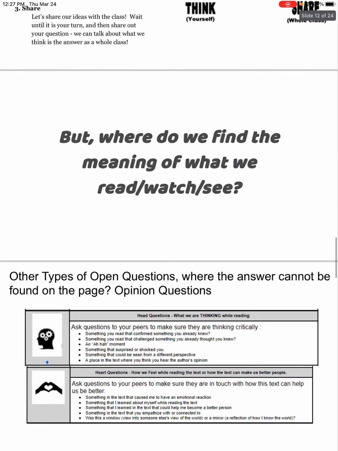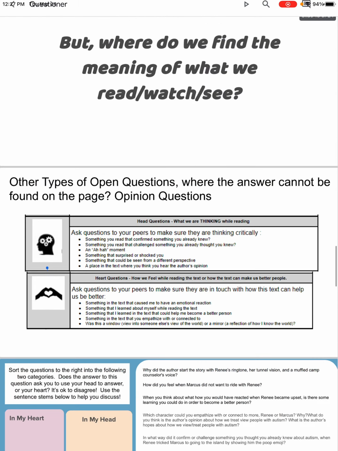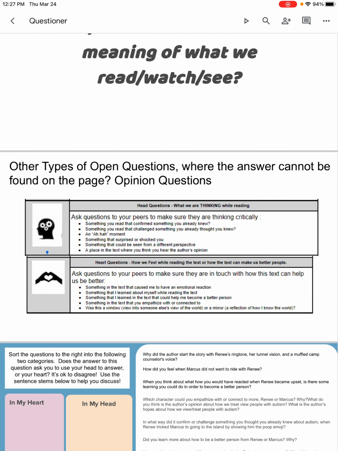I'm going to scroll just a little ways down here. There's a couple different ways that we can create open questions. We can ask questions about the text. So that's a question about what is written or what you see or what's in the movie. But then we can also ask questions that make sure we're thinking critically. So questions about what you're thinking as you read or you watch something, and then heart questions. And heart questions are how we feel while reading the text or how the text can make us better people.